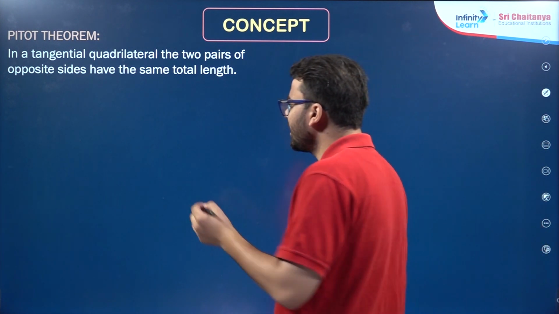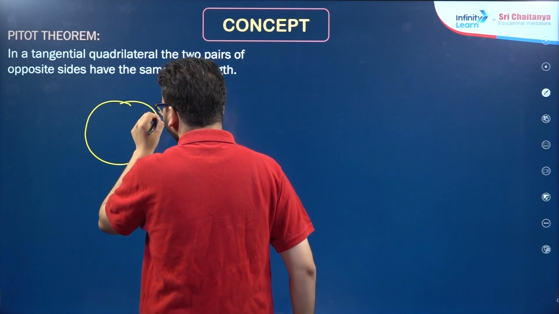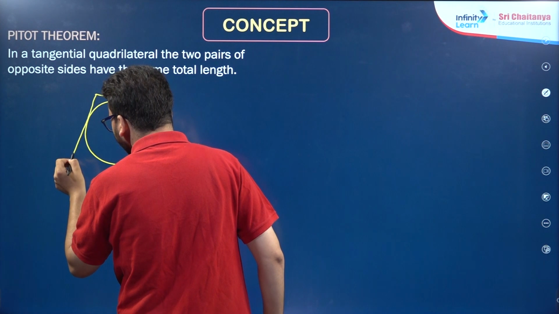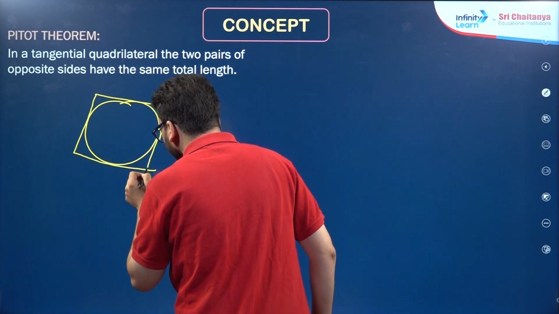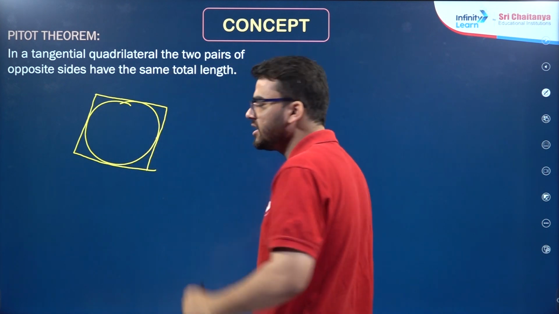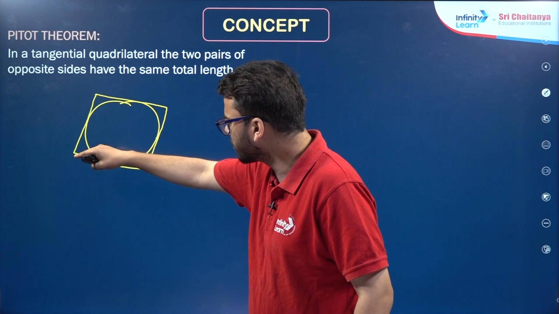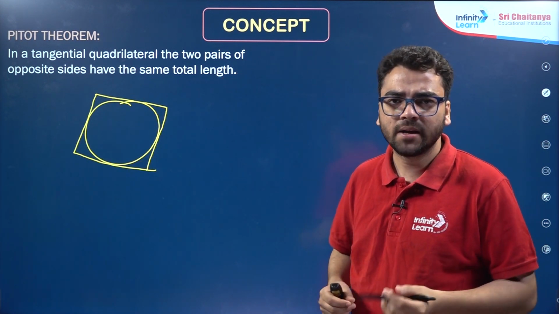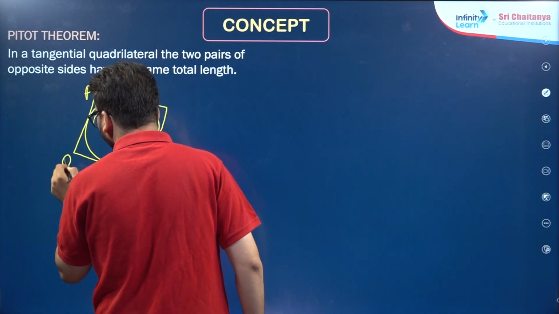It's a very simple thing that if you have got a circle over here and there is a quadrilateral circumscribing it. Circumscribing means touching from outside like this. So it becomes a tangential quadrilateral. It means that all the sides of this quadrilateral are tangents to this circle. Suppose the name of this quadrilateral is PQRS.